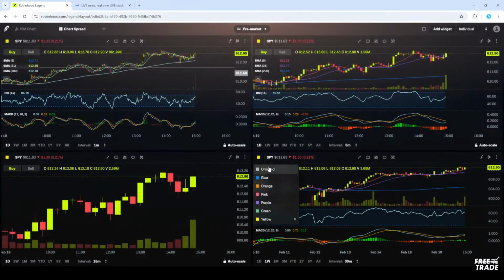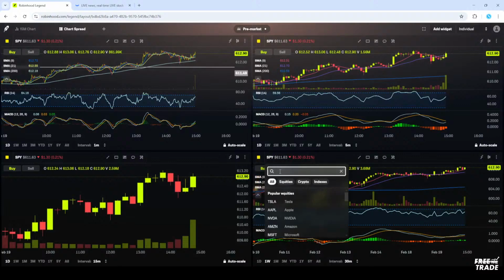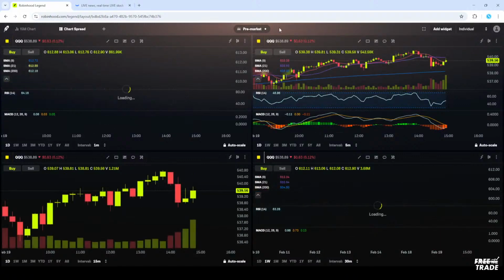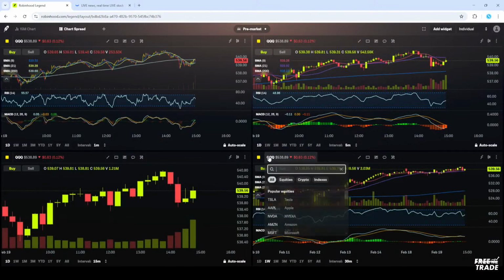These buttons up here allow you to assign a color, and whatever chart has that color means you can link them together so that if you change, say, the stock ticker, it'll change on all 4 charts. So that's a super cool feature.